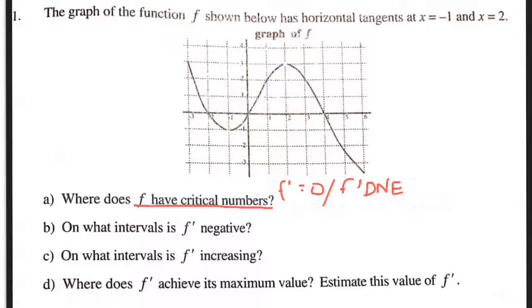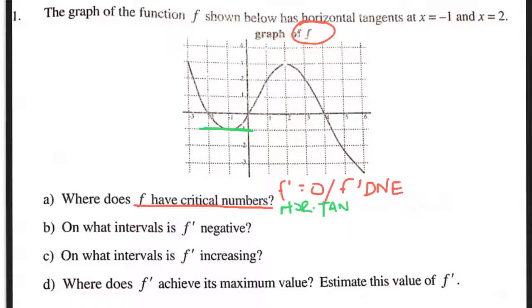Alright, so if I look at this graph of f, make sure I know what I'm looking at here. I can look for any place where the derivative equals 0, which would be a horizontal tangent. Or any place where the derivative does not exist, which would be like a sharp point, or a cusp. So on this graph of f, does it have any place where f prime equals 0 or does not exist? Yes, it does.